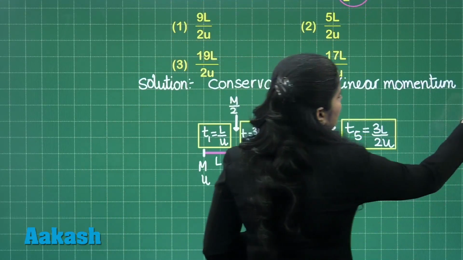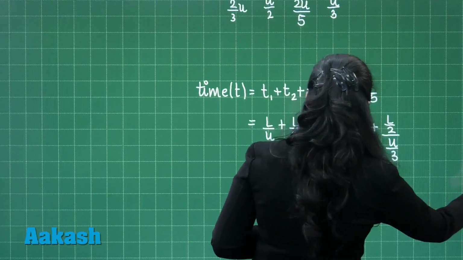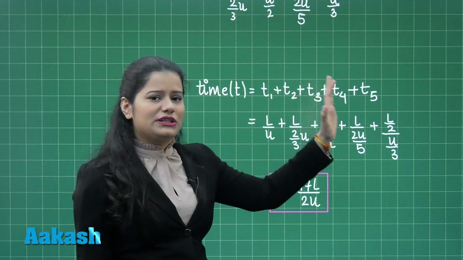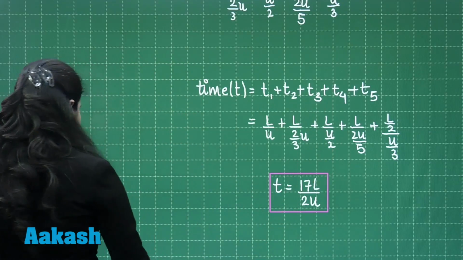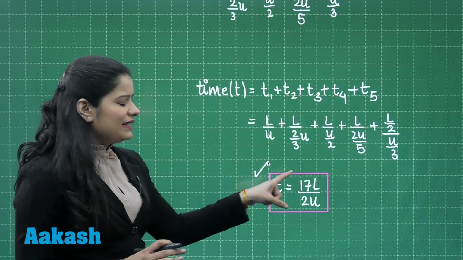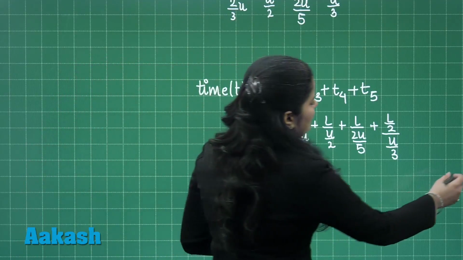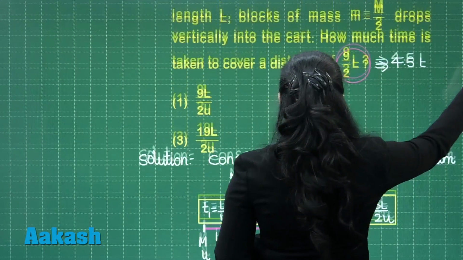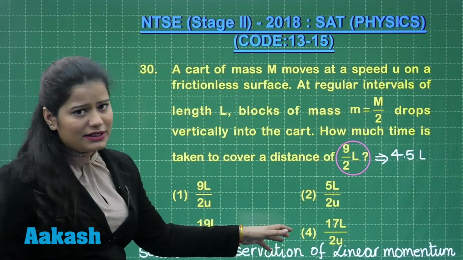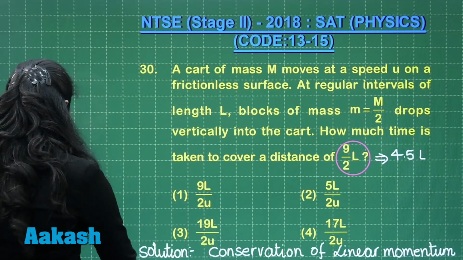Now, to calculate the total time, I added up all the times T1, T2, T3, T4 and T5, and this is the total time taken by the cart to travel the given distance, which is 17L by 2u. Now, let us have a quick look at the options. By looking at the options, you can clearly see that option number 4 is the correct option.